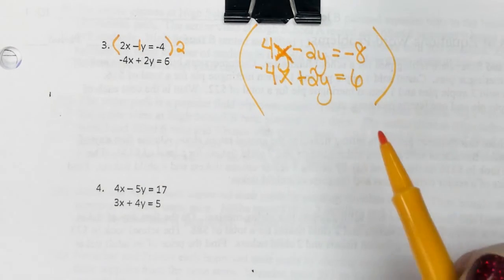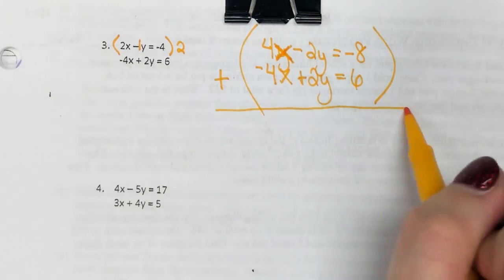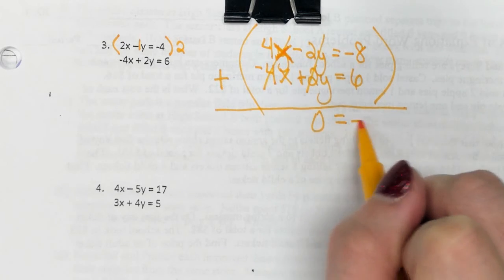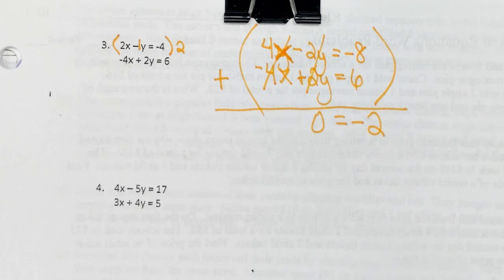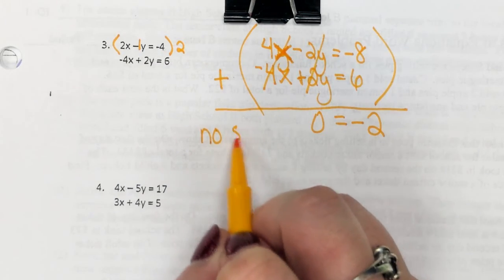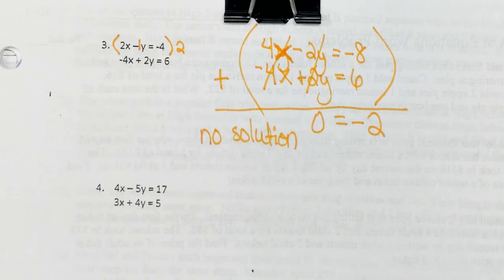And what do you notice happened? They're both going to be the same. If I add them, they're all going to be 0. So it's 0 equals -2. Is that true? No. So we called that a no solution before, right? So if it's a no solution, what kind of a graph made a no solution? Inconsistent. The inconsistent one, the parallel lines.